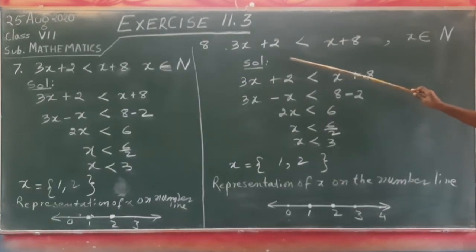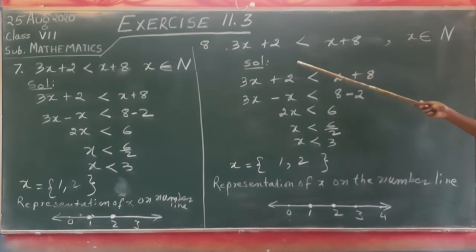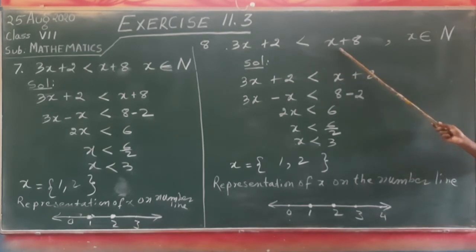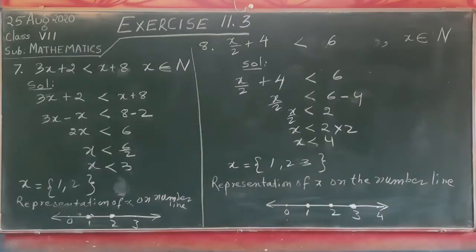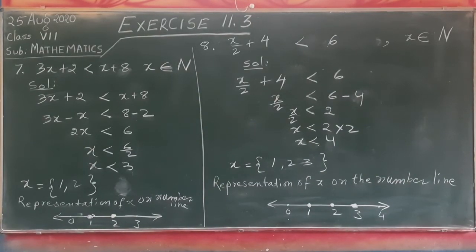Now the 8th question. Both the sides again we have the x. Alright. So the 8th question you can see x upon 2 plus 4 is less than 6. x belongs to natural number.